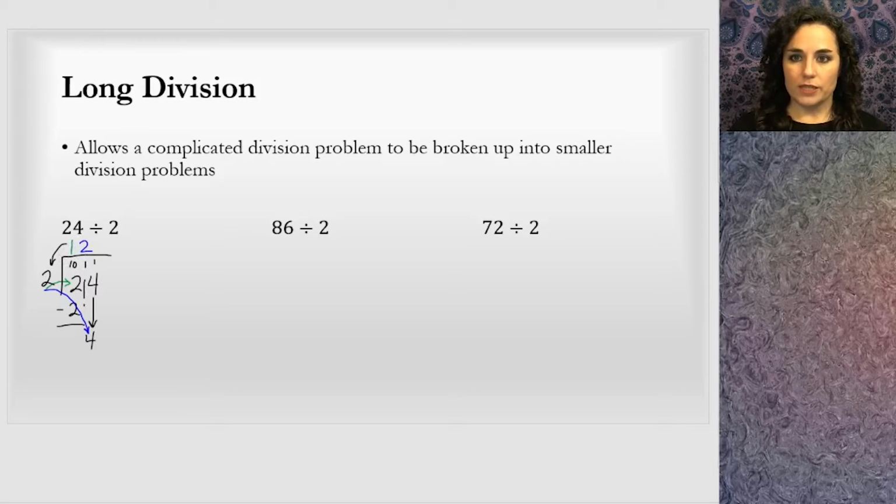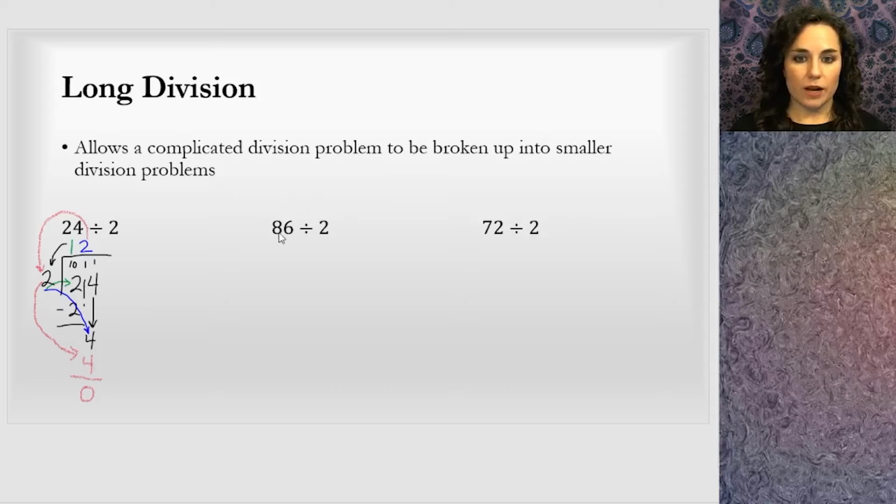My next step is to take the 2 that I just wrote on top, multiply by 2, and then write the answer down here. So 2 times 2 is 4, and when I subtract, I get an answer of 0. And I know that 12 groups of 2 or 2 groups of 12 make up 24, and it's even.